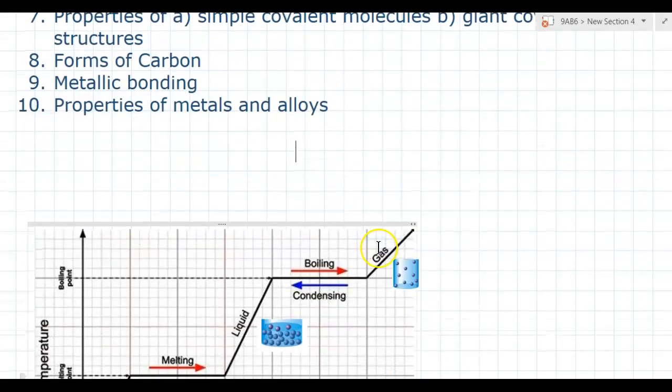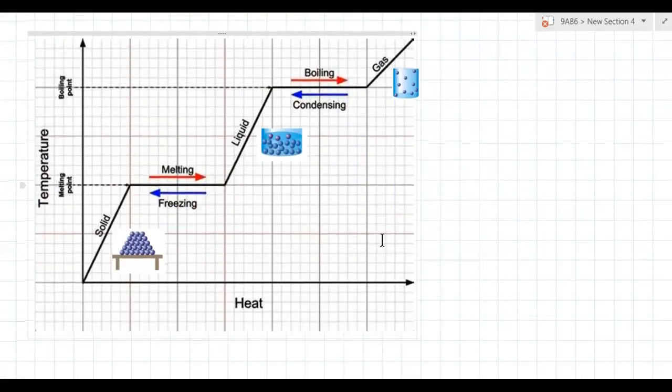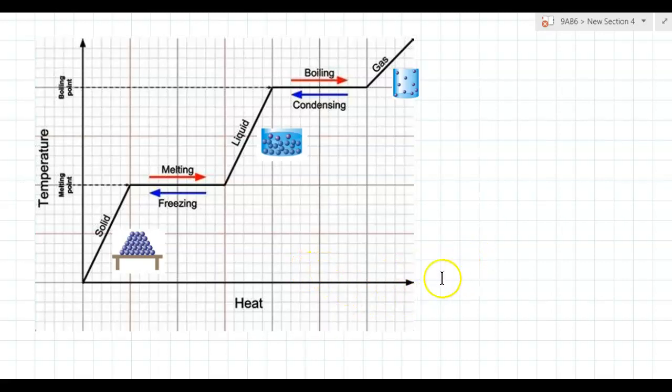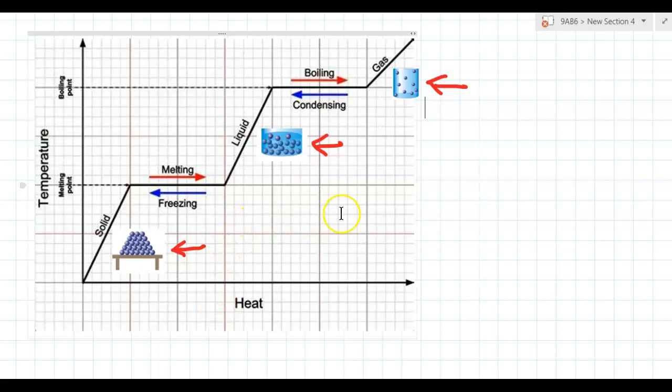On the screen, we're going to look at this graph to cover what we need to know about changes of state. Remember, right back at the start of this topic, we talked about solids, liquids and gases. Make sure you're confident about describing how these particles are arranged.